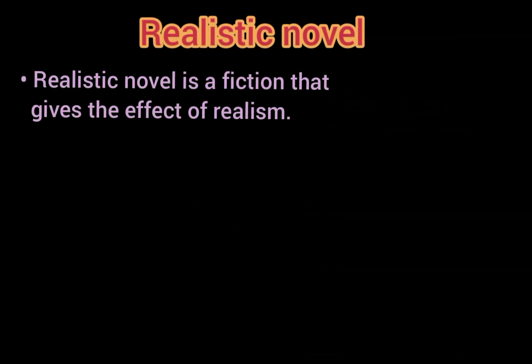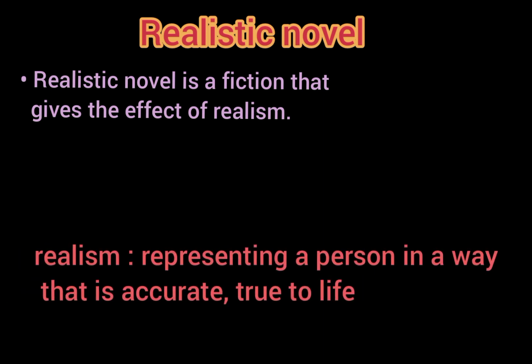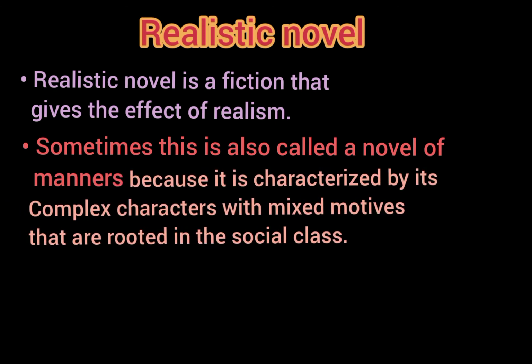First is the realistic novel. A realistic novel is a fiction that gives the effect of realism. You know fiction? Fiction means events or people that are not real. Realism means representing a person in a way that is accurate and true to life. Sometimes this is also called a novel of manner. Why is it called a novel of manner? Because it is characterized by its complex characters with mixed motives that are rooted in the social class.